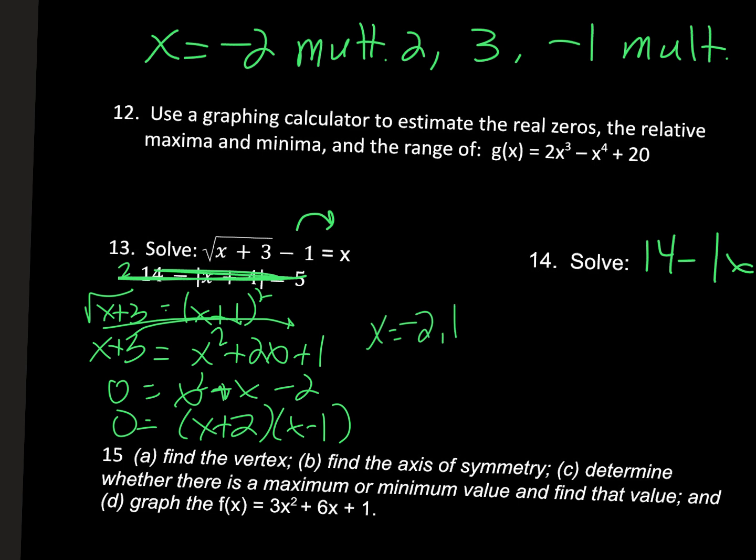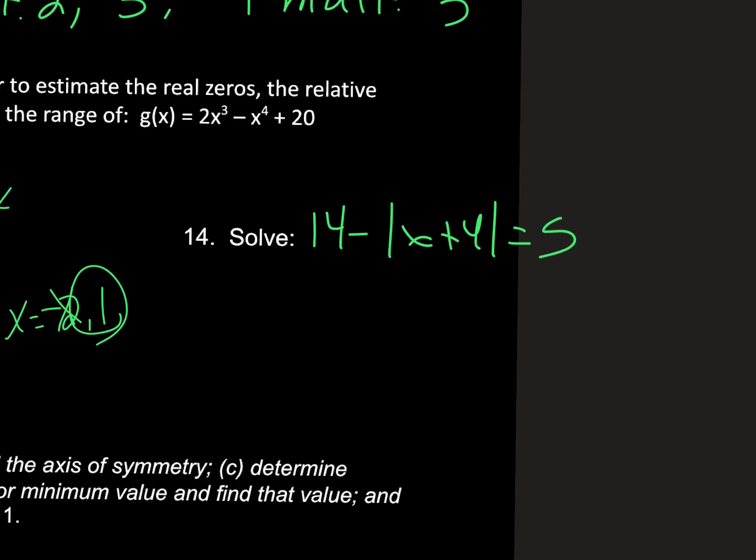and 1 maybe. Well, let's check it. If I plug -2 inside, that gives me 1 minus 1. That's not -2, so it does not work. Plug 1 in there. 1 plus 3 is 4. Minus 1. Square root of 4 is 2. Minus 1 is 1. Yep, 1 works. Got to check those. Watch for those extraneous solutions.